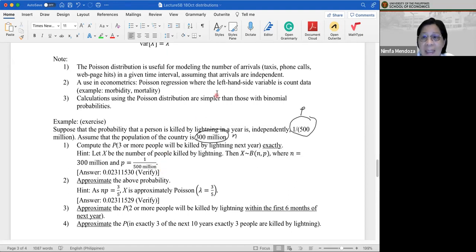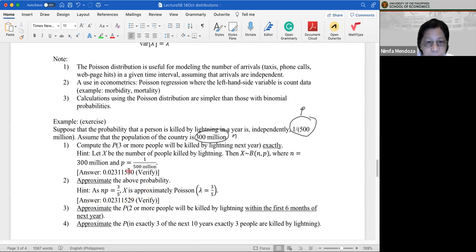Okay. We said that the Poisson distribution is a limiting distribution of the binomial if N approaches infinity, and 300 million is quite large. P is 1/500 million, which is also quite small. So use the Poisson distribution. You can calculate N times P, which would be 3/5. So verify that this is the answer.